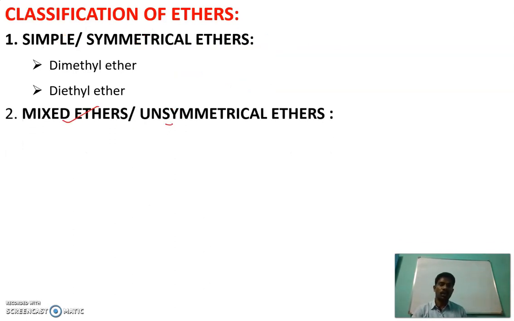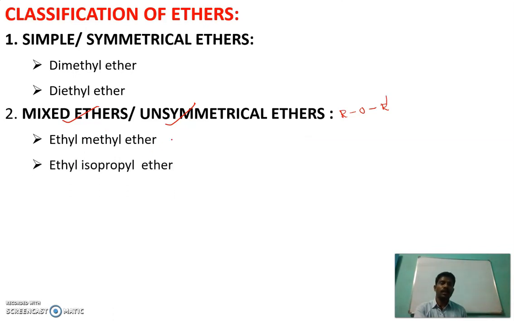Mixed ethers are also called unsymmetrical ethers. In case of mixed ethers, the two alkyl groups are different. Examples for this: ethyl methyl ether and ethyl isopropyl ether. Let's see the structure for ethyl methyl ether. The two alkyl groups are different, so this is an example for unsymmetrical ether.